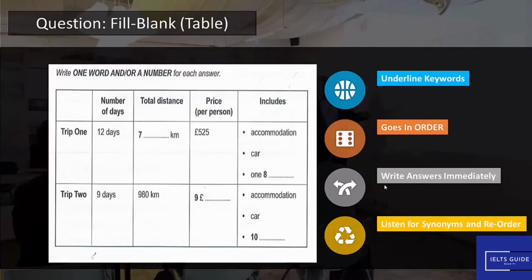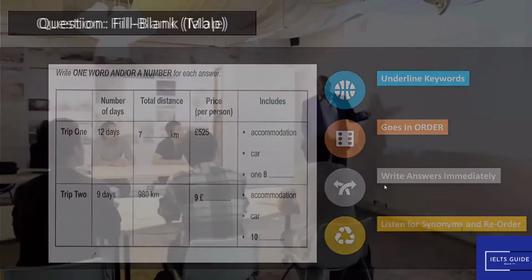It's a table here, but it goes in order. Like all fill in the blank questions, it goes in order. You want to write your answers immediately and listen for synonyms or listen for possible reordering of the sentence. But here, like in this one, there are no sentences on the table, right? This one is very, very straightforward. And this one that you're looking at right now is probably from section 1.